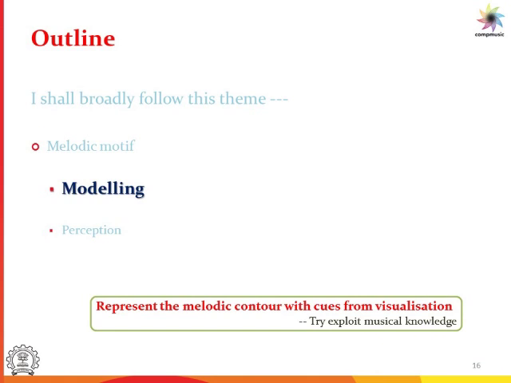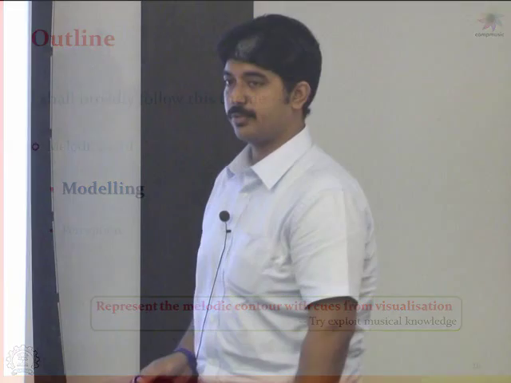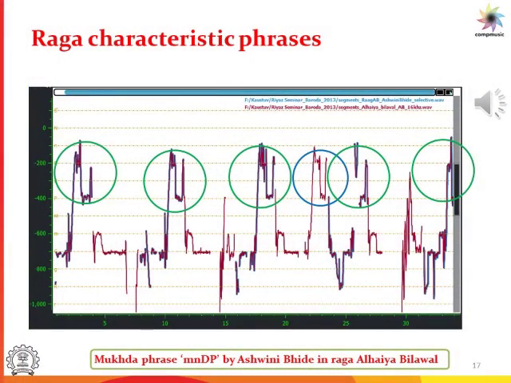Basically it says represent the melodic contour with cues from visualization. As we already have the pitch contour, we can see the visual similarity. Now, can the computer mark the changes? So I'll play this clip.